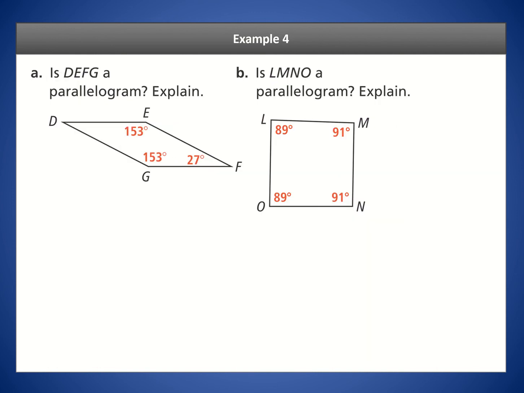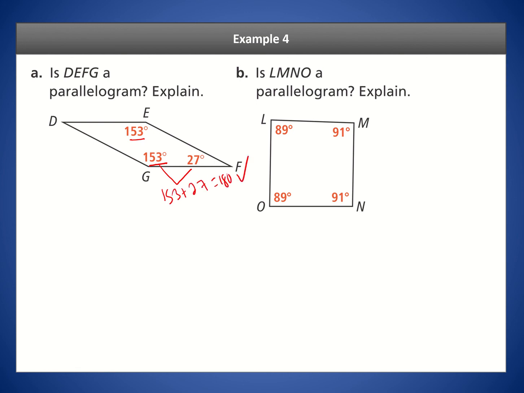All right, so let's look at some examples rather than just a proof of the theorems. We were able to prove those three theorems, so let's apply them. Is DEFG a parallelogram? Explain. So we have opposite angles that are congruent. And we know that these are consecutive interior angles. They're next to each other. And notice that they add up to 180.